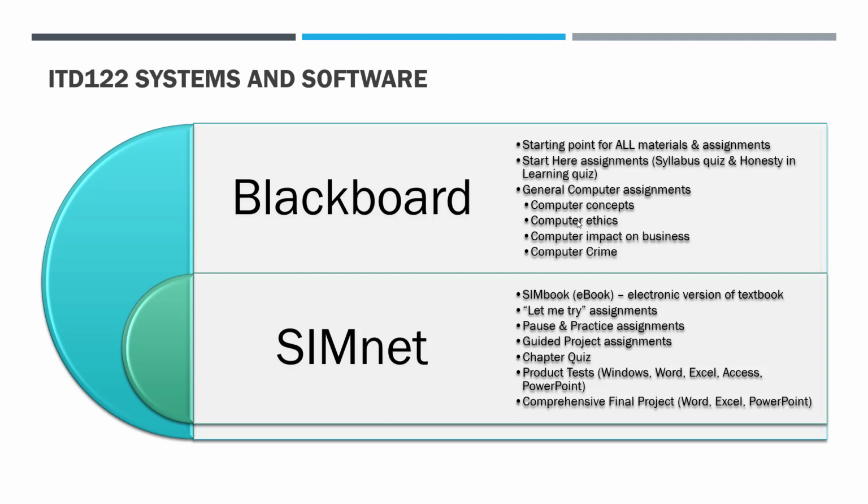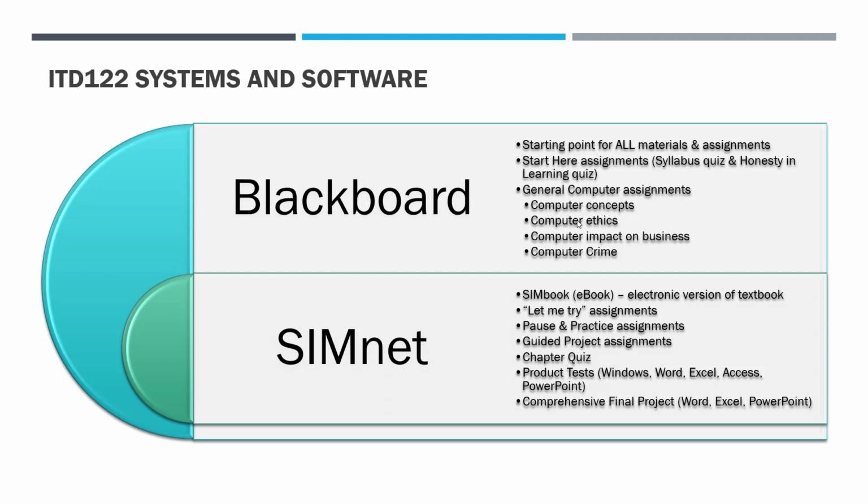So in SimNet, you're going to look at your ebook, and that's the electronic version of your textbook. You're going to complete the Let Me Try assignments, which are sprinkled throughout that Sim book. You're going to get the instructions for the pause and practice assignments. You're going to submit the completed assignment in SimNet. The guided project will be in SimNet. That's where you get the start files, the instruction files, and submit it.